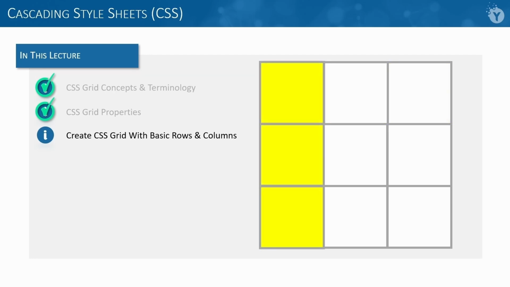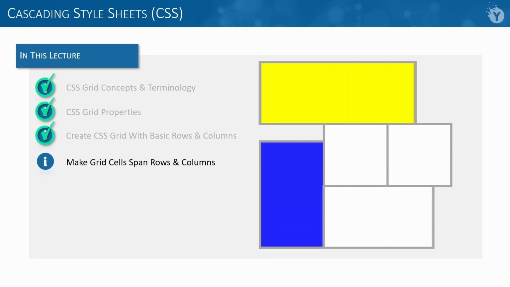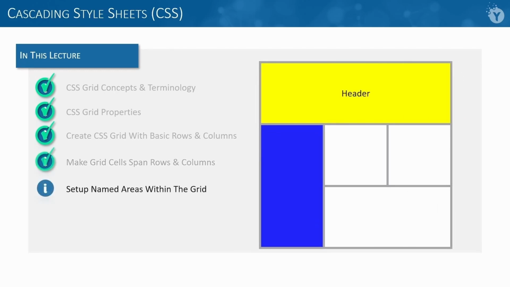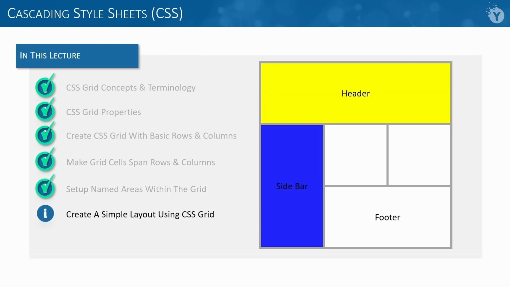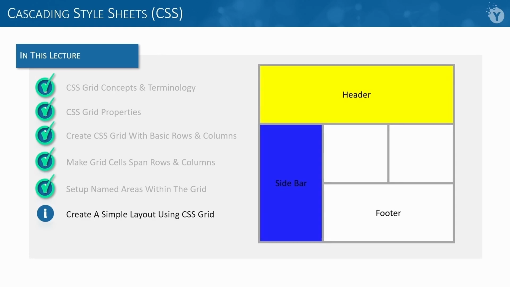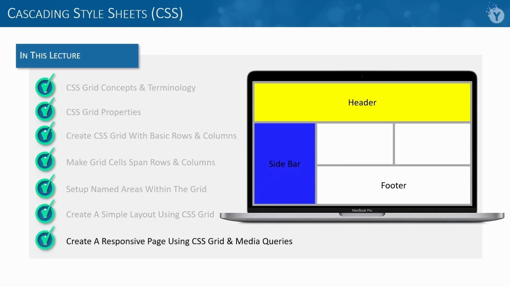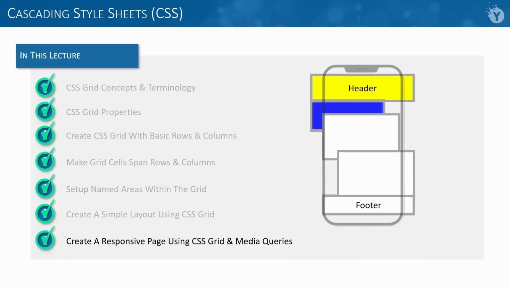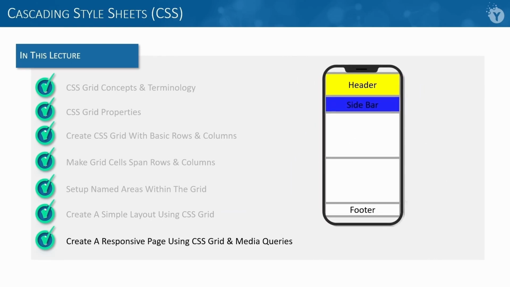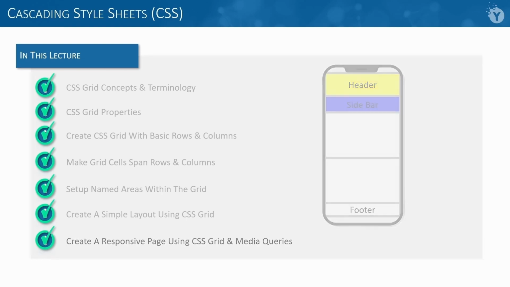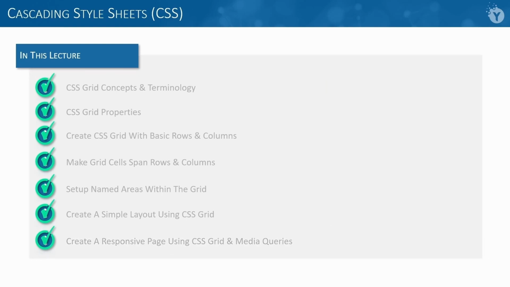I'll teach you how you can make grid cells span those rows and columns, and even how you can set up named areas within the grid to define exactly how much space cells should take up. We'll then go on to create a simple page layout using CSS Grid. And finally, we'll make that page layout responsive to different size devices by combining media queries with CSS Grid properties. So by the end of this lecture, you'll know all about CSS Grid and will be able to use it confidently in any web page. Okay, so let's get started.